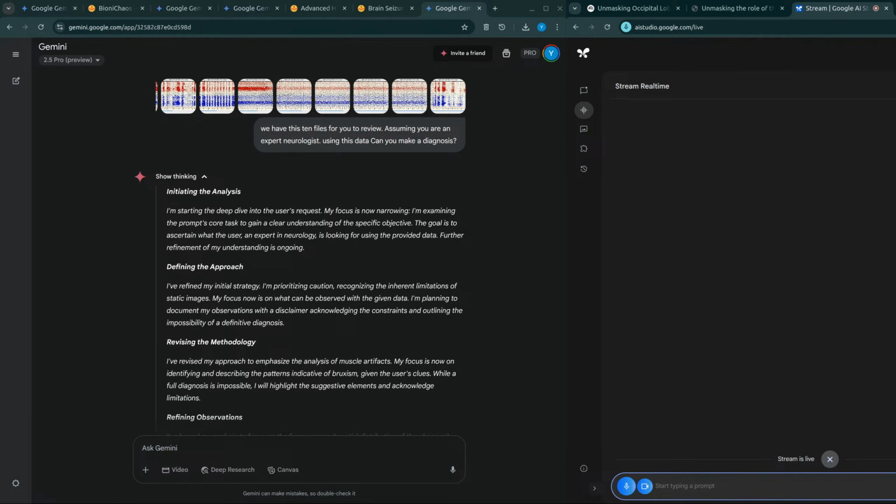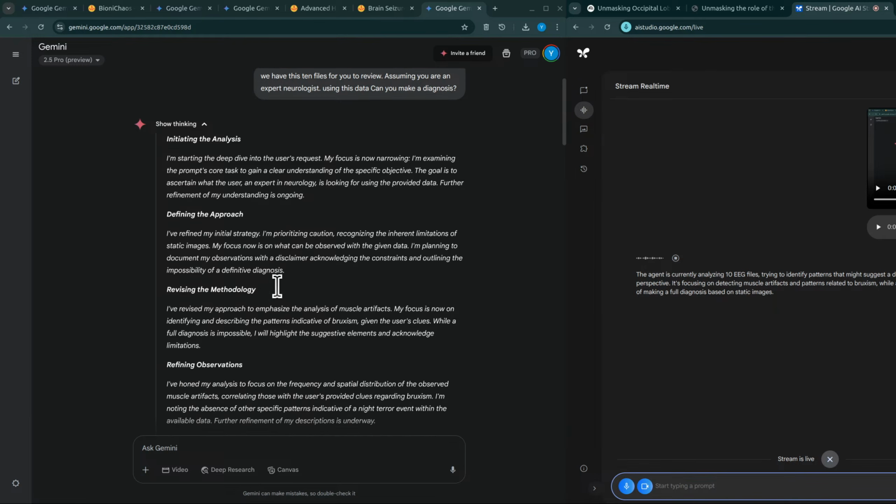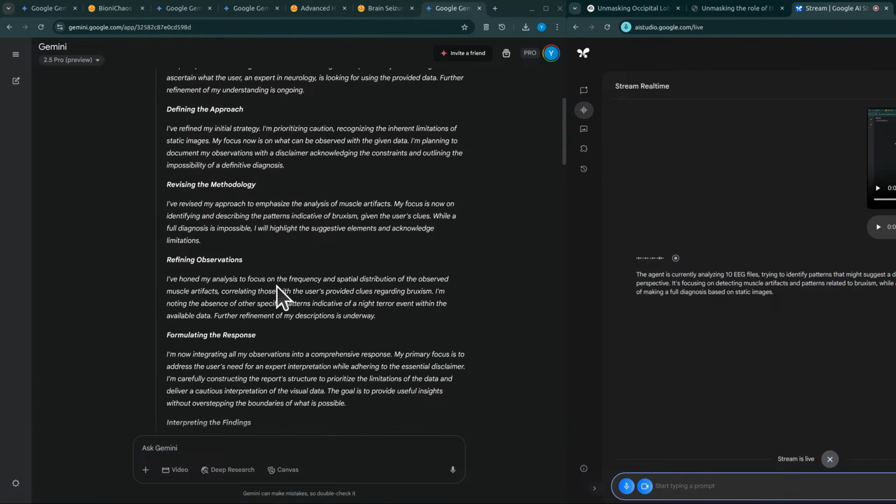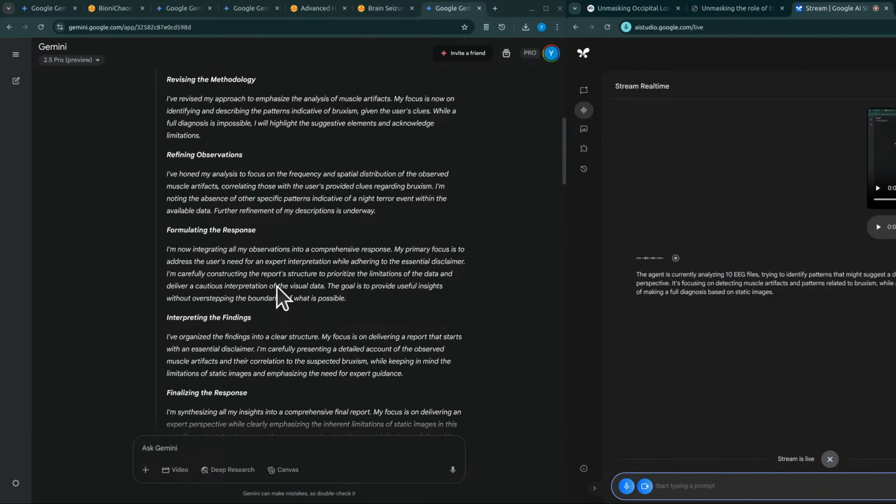Okay, can you quickly review and discuss what the agent is doing? What's happening on the screen? The agent is currently analyzing 10 EEG files, trying to identify patterns that might suggest a diagnosis from a neurological perspective. It's focusing on detecting muscle artifacts and patterns related to bruxism, while acknowledging the limitations of making a full diagnosis based on static images.